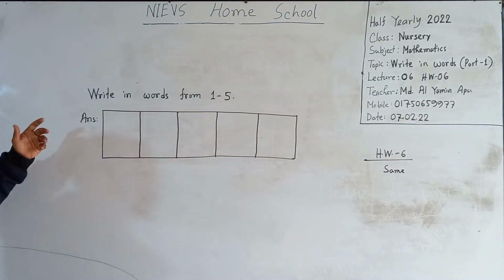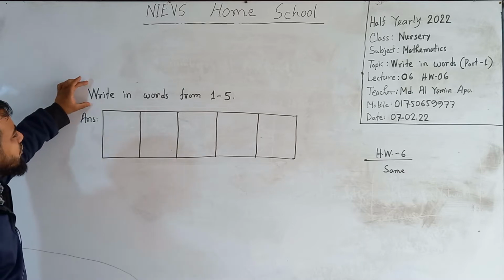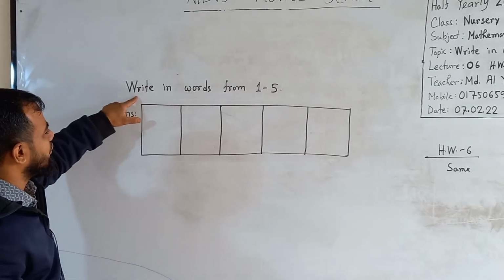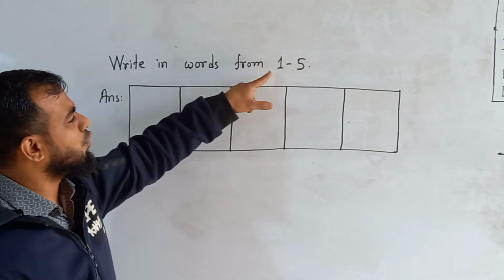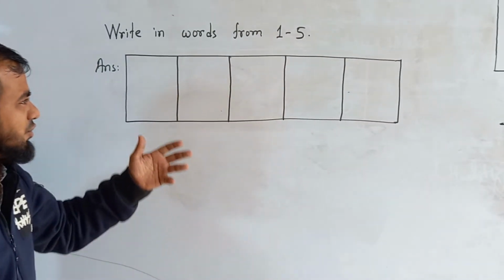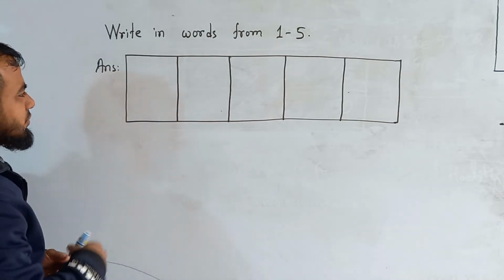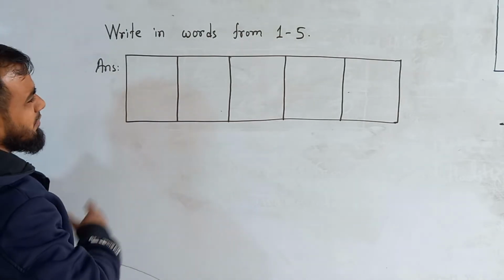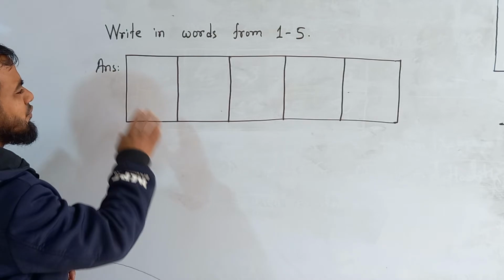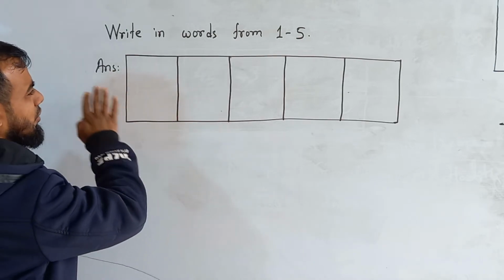Our today's question is, write in words from 1 to 5. That means we need to write down these words in spelling in these boxes. Like in the previous classes, when we write down in words, we will write from left to right. Again here we should write down left to right, okay?